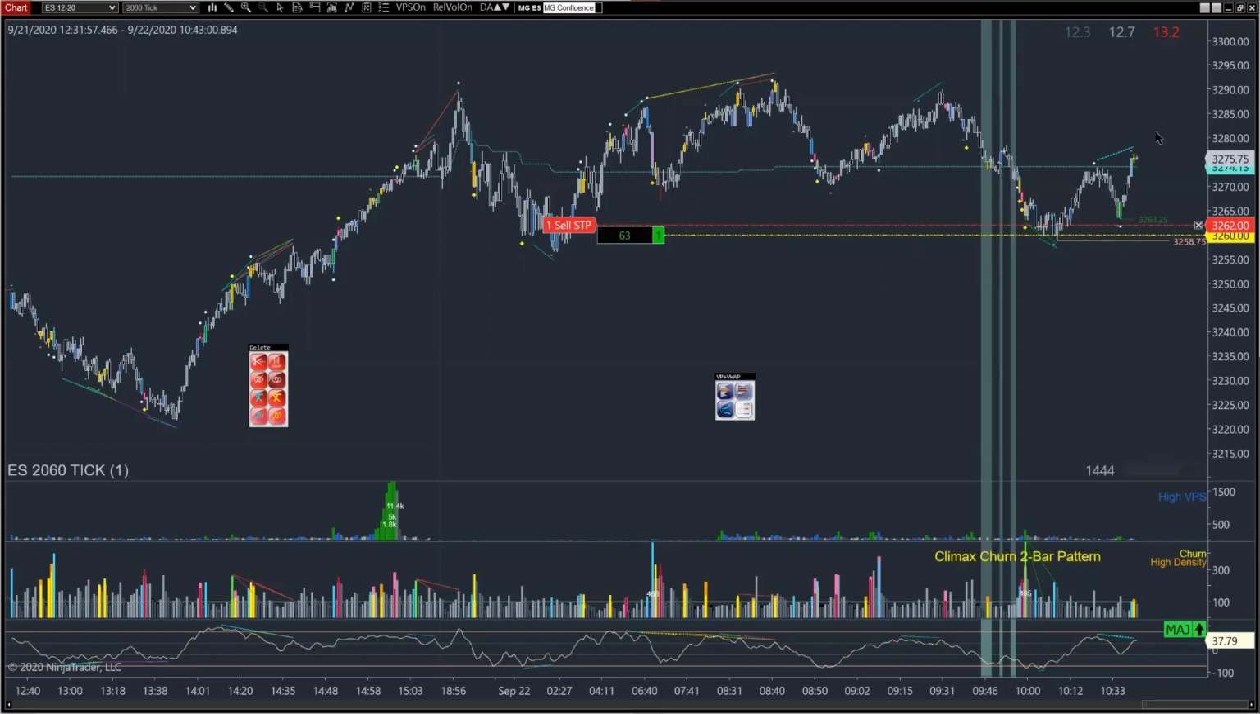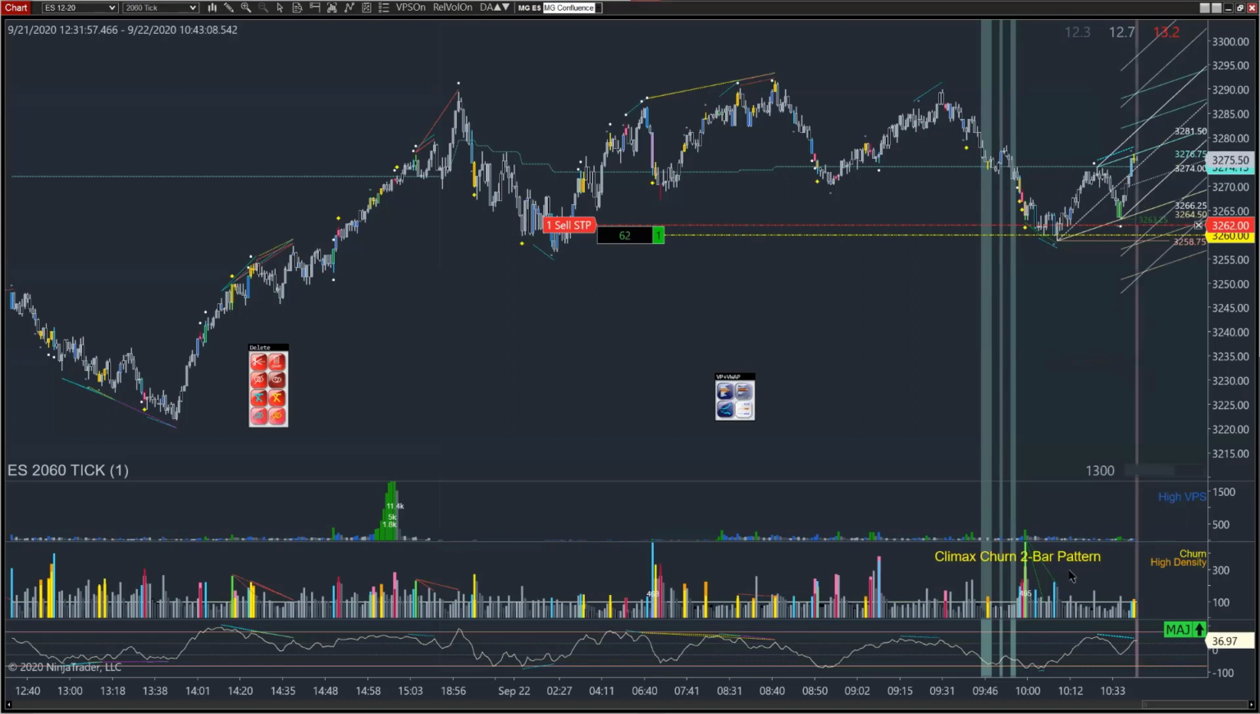All right, this ought to be going up, up, up, but this is the point at which it may fail right now. You see it? 2-bar pattern into that.